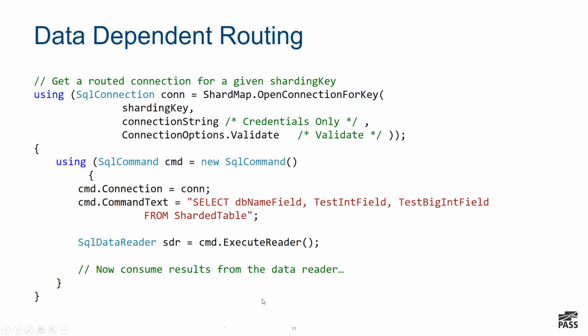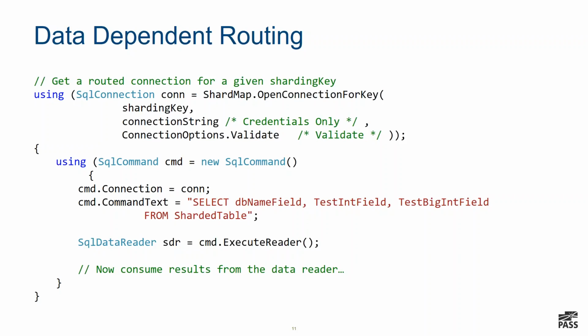If you look at this code, this is what the data dependent routing code looks like. And if you look at it closely, it's pretty much aligned with what the current SQL code looks like. It has a SQL connection that lets you make the connection. It has a typical SQL command that lets you store the command, and it has a SQL data reader that lets you execute that command.